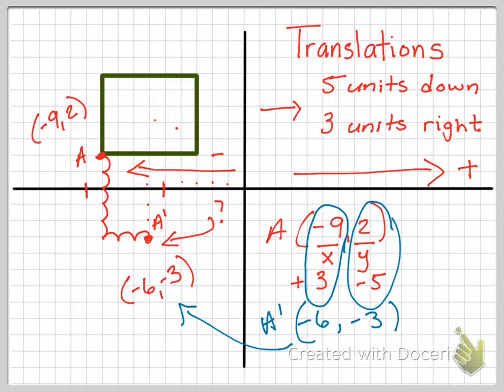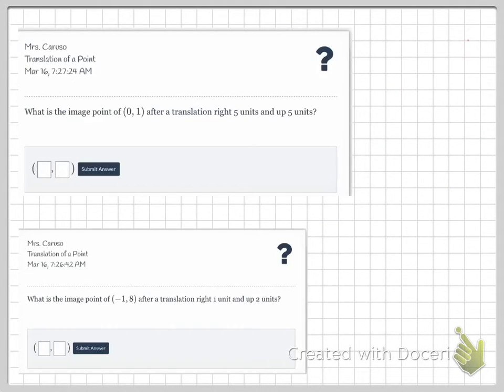So let's see if we can actually practice this. Practice translating without the graph. Boom, look what I have. These came off of Delta Math, and these are the problems you're going to be getting as you're reviewing. And so you see, you don't have to actually graph them in order to do them. So the first question, what is the image point? We're really just practicing with a single point. We don't have to do the whole shape.